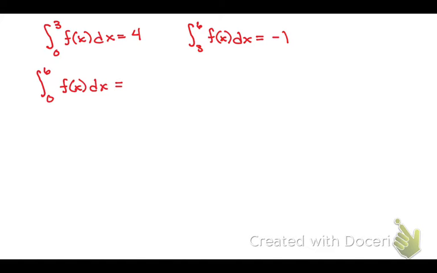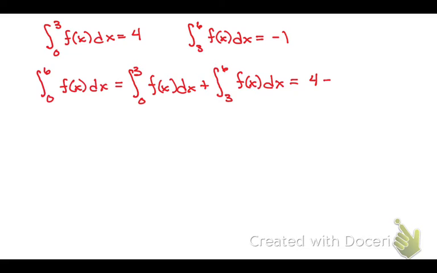So what could I do? What did they give me? From 0 to 3 and from 3 to 6. So do I have from 0 to 6 covered? Yeah. So I just do 0 to 3 of f of x dx plus 3 to 6 of f of x dx. Well, what is from 0 to 3? 4. 4 minus 1 would be 3.